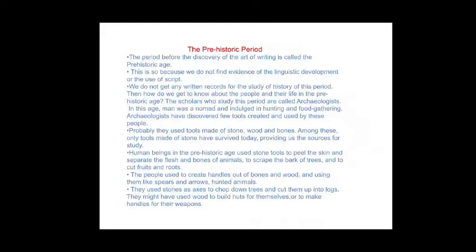So this is our country, and all the physical divisions are important; when you go to higher classes, you can understand deeply. The next topic is the prehistoric period. Children, what is the prehistoric period? The period before the discovery of the art of writing is called the prehistoric age. The prehistoric period begins with the appearance of human beings about 5 million years ago.